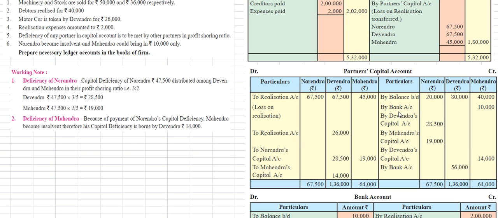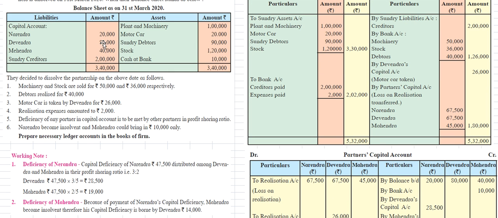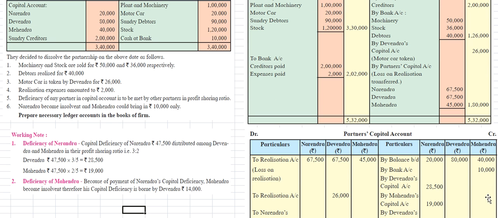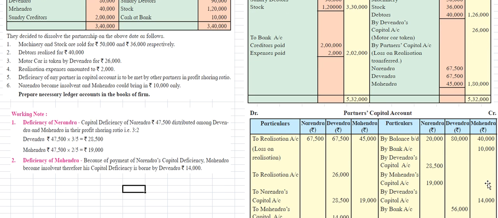So next is by balance brought down. This amount by balance brought down: Narendra 20,000, Devendra 80,000 and Mahendra it is 40,000 rupees. 20,000, 80,000 and 40,000 rupees balance is brought down in the partner's capital account. Next is by bank account. By bank account, the Narendra became insolvent and Mahendra could bring 10,000 rupees only. So this 10,000 rupees is coming here in Mahendra's account.